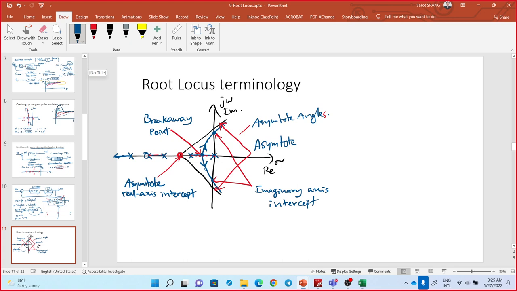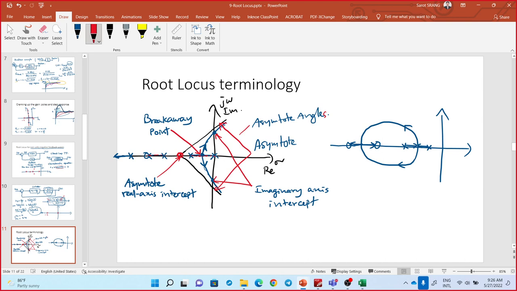So in here you only see a breakaway point. I'm giving another example where you can have a break-in point. If I have one pole here, one pole here, a zero here, and another zero here, the root locus looks like this. It must be symmetric. So this point is called break-in.